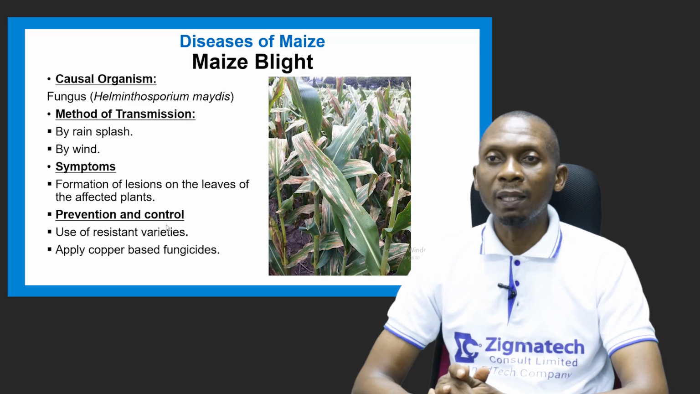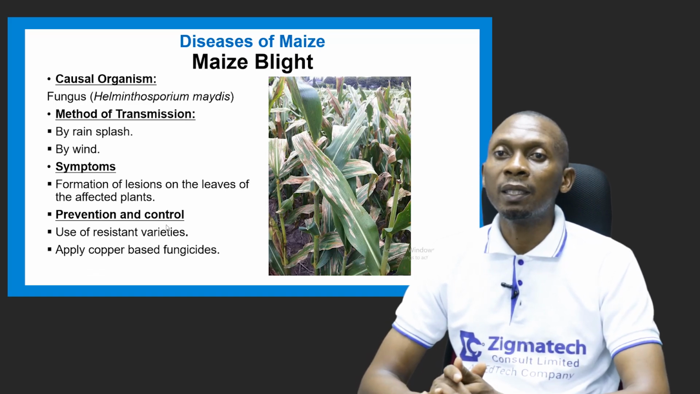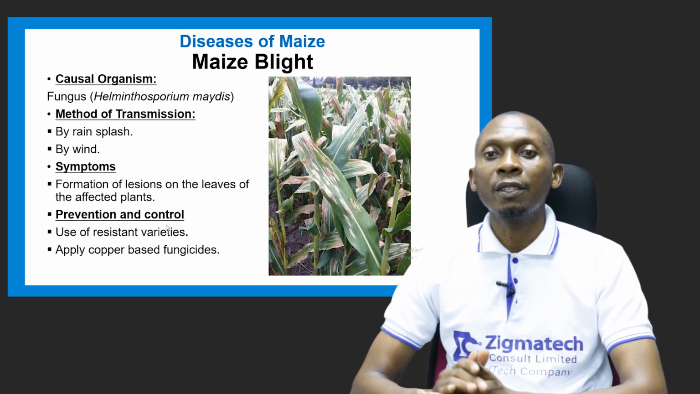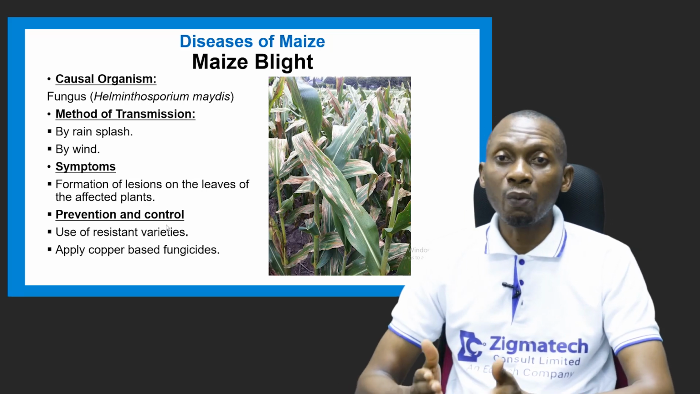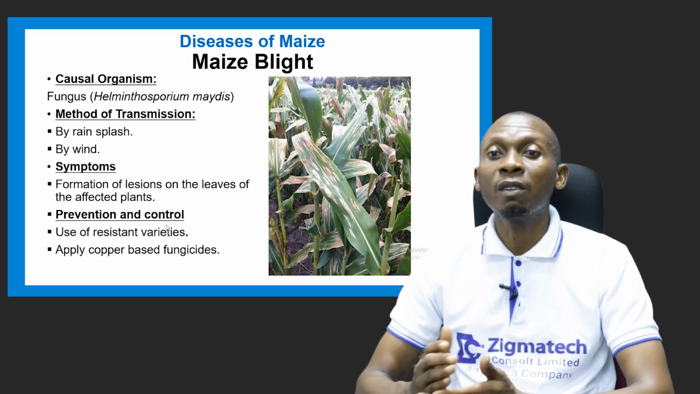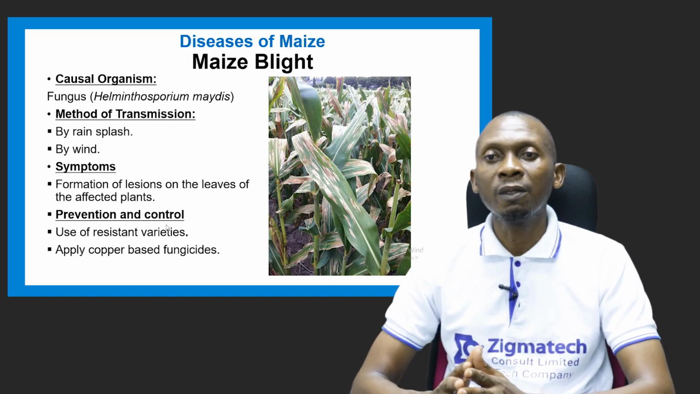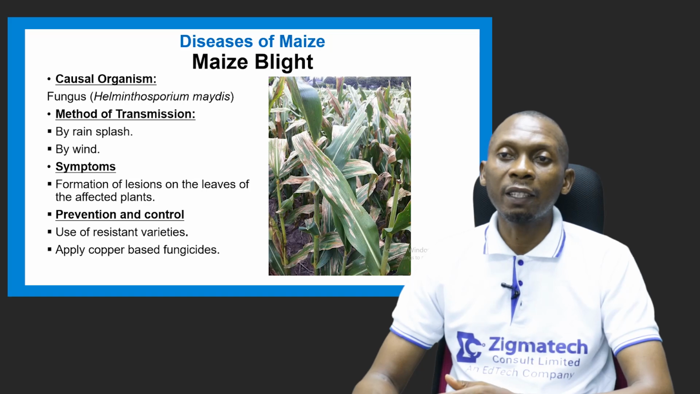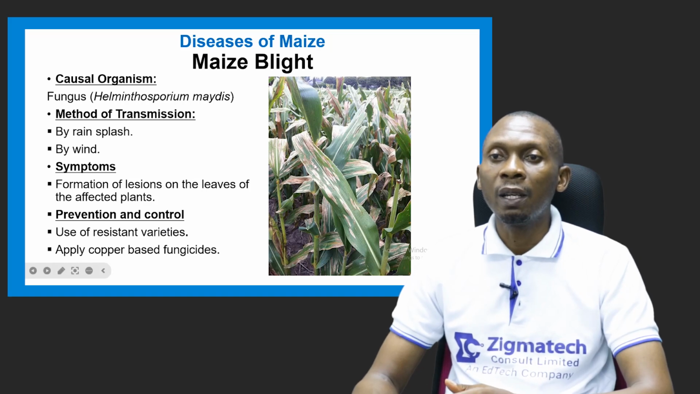Next we have maize blight. It's a fungal disease, Helminthosporium maydis, and it's transmitted by rain splash and by wind. The symptoms here, as you can see, are the formation of lesions, which are like wounds, on the leaves of the affected plant.